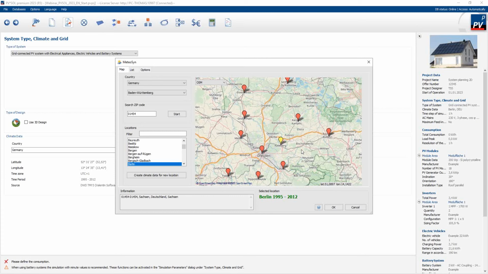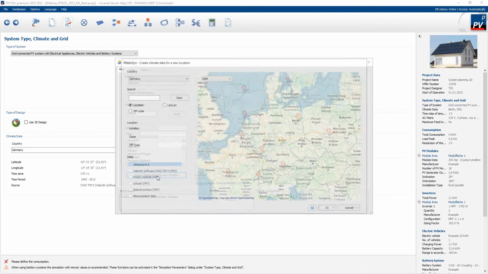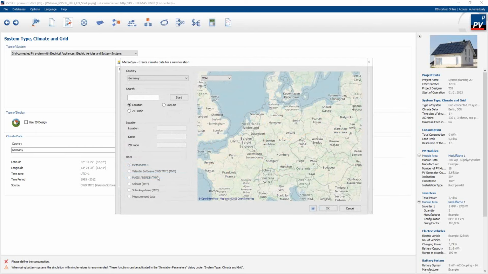Now you have to decide if you would like to use the one next to the location you have searched for, or if it's needed, for example, to create your own or create a new climate data location. If you would like to do this, then you have to click on a button on the lower left-hand side, create climate data for new location. If we do so, then a new window will open. It looks pretty much the same as the one before.